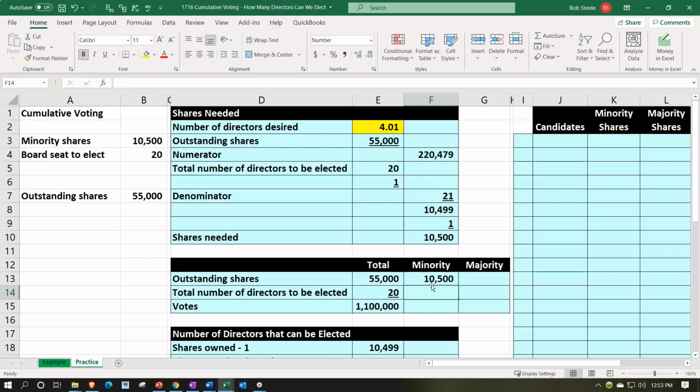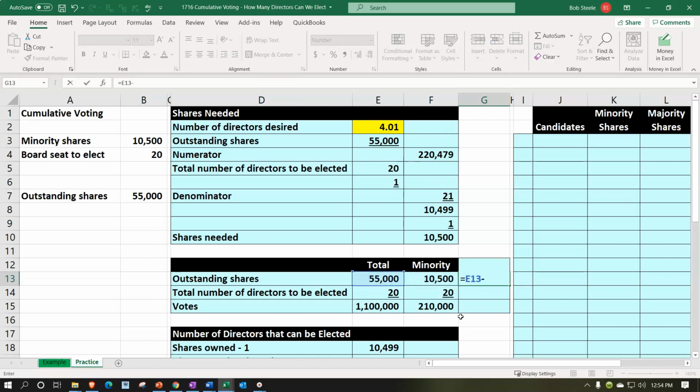That's how many shares that we have. And then we get a vote per board seat, so that's 20 of them. Font group, underline. That means how many votes do we have that we can consolidate: 10,005 times 20, which gives us 210,000. That leaves the majority, the other people that we're imagining are going to try to stop us in the worst case scenario. So we take the 55,000 shares minus the 10,005, 44,995 that they could use to stop us, times 20 board seats.